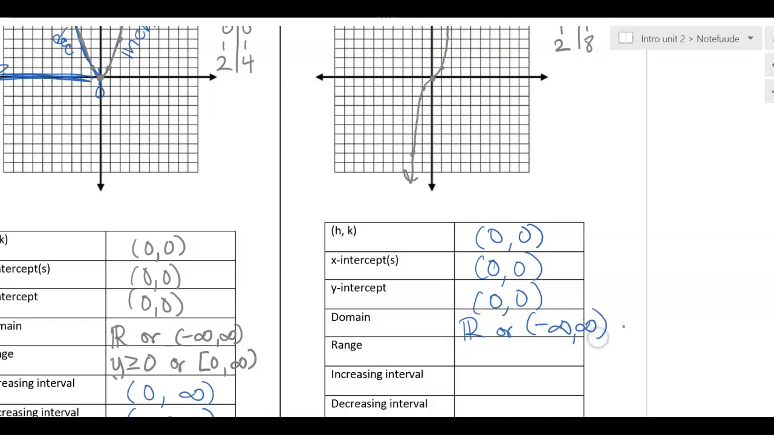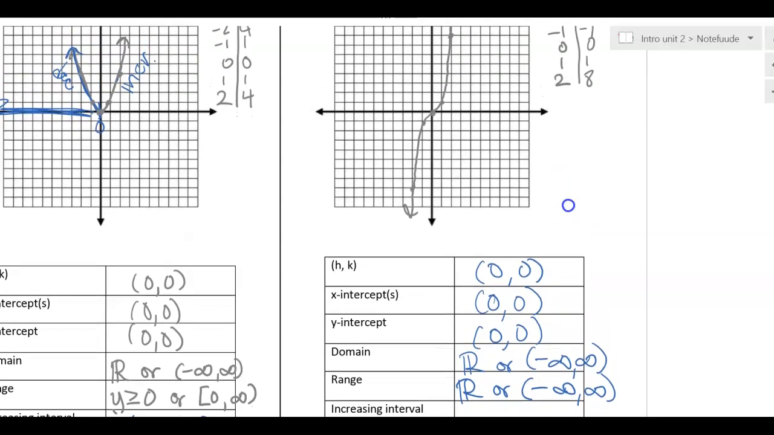So all real numbers are negative infinity to infinity. You can plug in any x value and cube it. Okay. What about our range, our y values for the cubic function? Somebody new, raise your hand and tell us the range. Yeah, it's good. Okay, all real numbers again, because this doesn't turn around like the parabola.